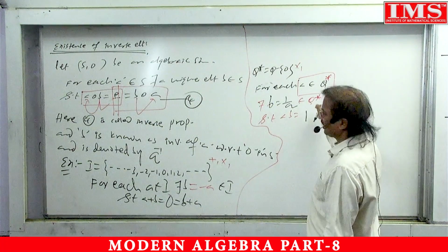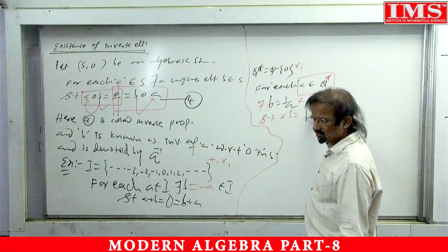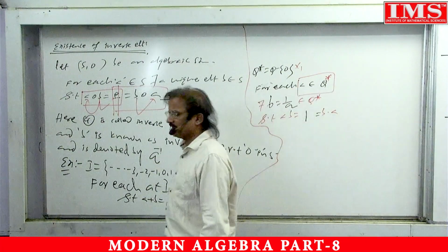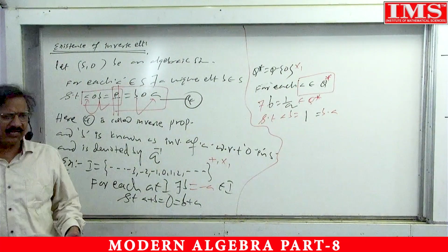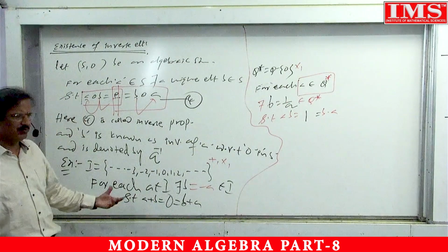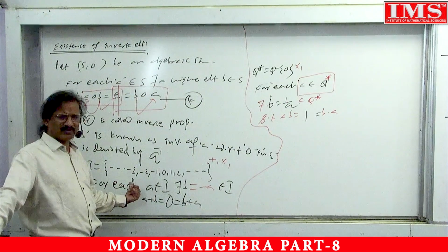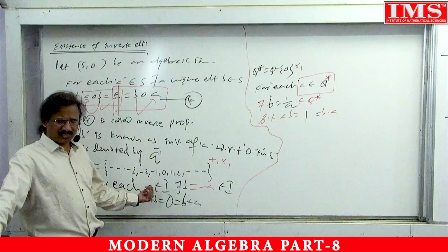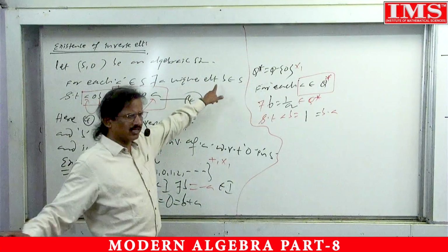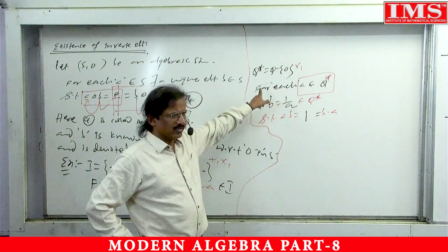Does 1 by A belong to Q star or not? Yes. So from now onwards what you need to remember: with ordinary addition in any number system, the inverse of A is minus A. In the case of ordinary multiplication in any number system, the inverse of A is what?